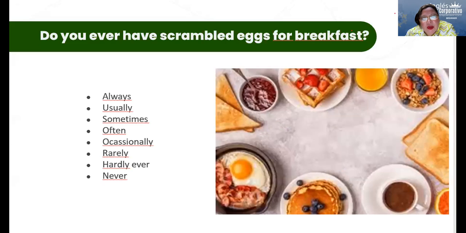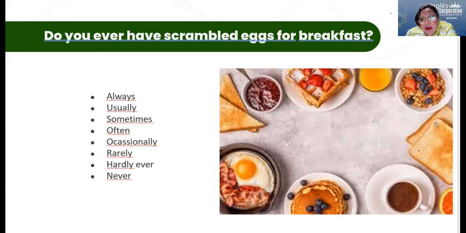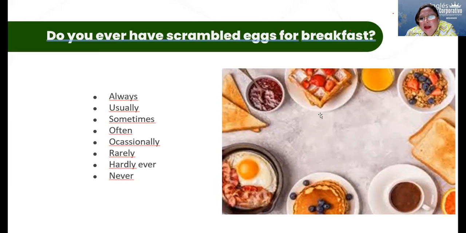Now, what do you usually have for breakfast? Do you ever have scrambled eggs for breakfast? What do you see in the pictures?